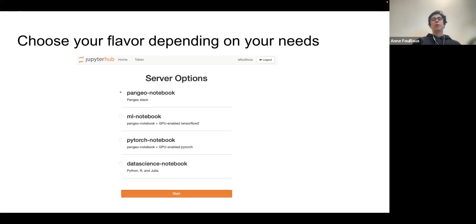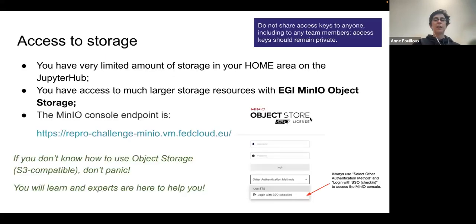Don't use a GPU-enabled one if you are not using GPUs or if you don't need GPUs, because we have a limited amount of GPUs for all the users. And then if you are not programming in Python, you have this data science notebook where we have an R and Julia programming environment for you to use. All the Pangeo-related notebooks also have a Dask gateway for parallelization, but I will not detail this right now. I think you can go to the next slide.